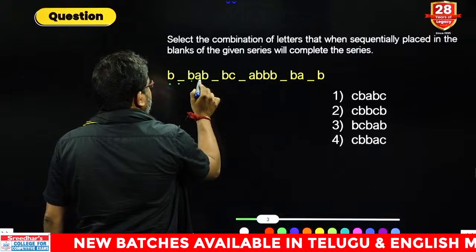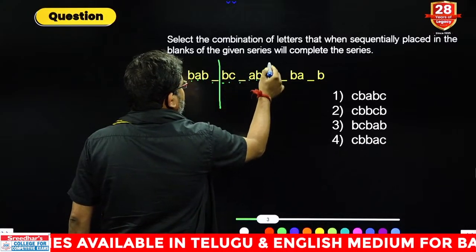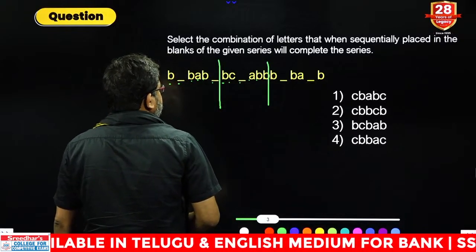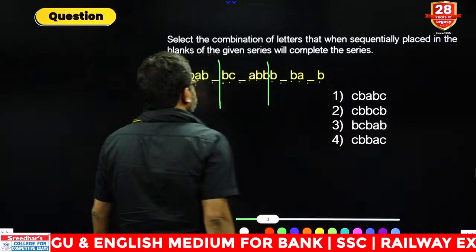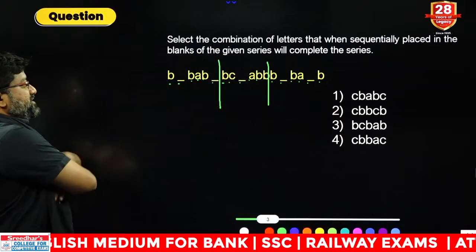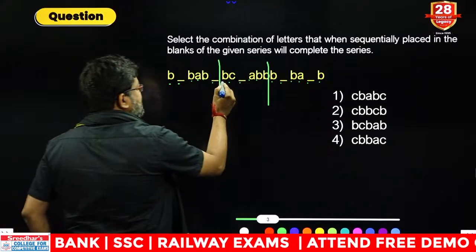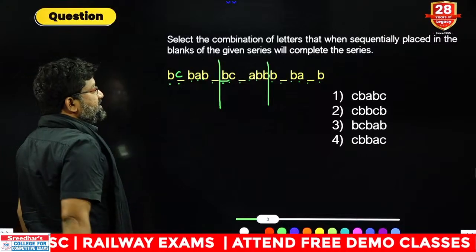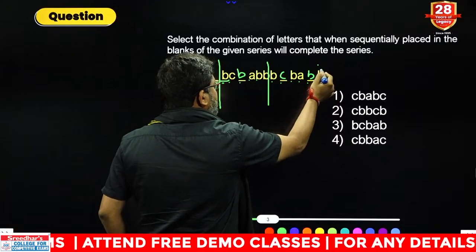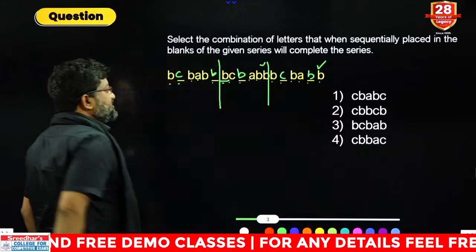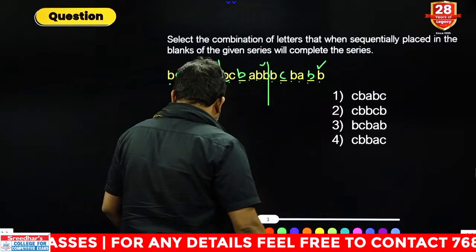1, 2, 3, 4, 5, and 6. 1, 2, 3, 4, 5, and this is 6. 1, 2, 3, 4, 5, and 6. B, A, B, B. And you also have B, C here. B, C, B, A, B. B, C, B, A, B, extra B. Done. C, B, B, C, B. Second option.